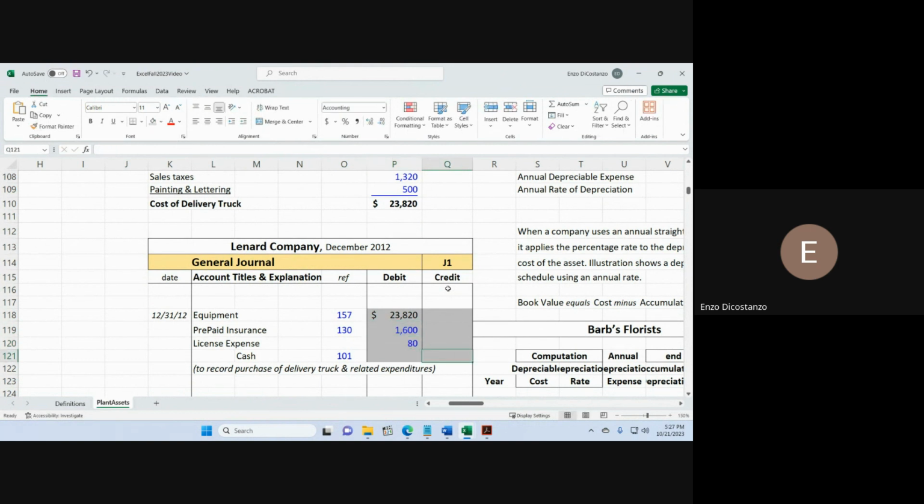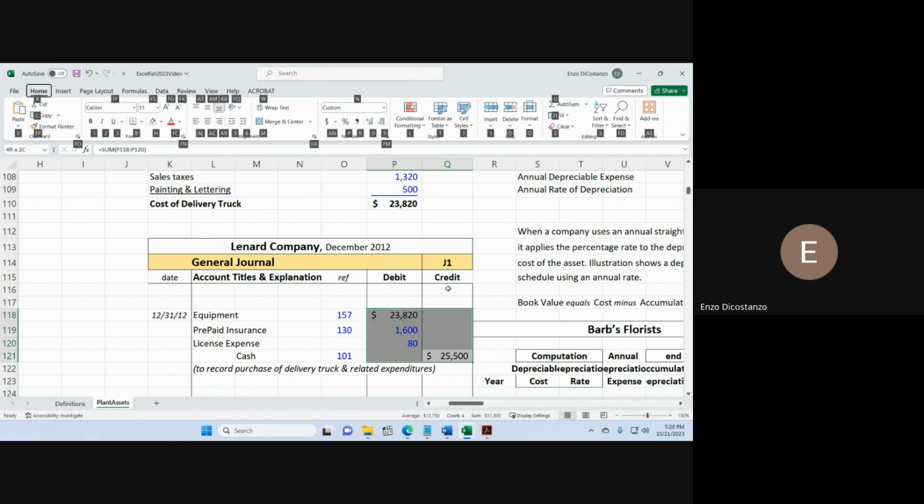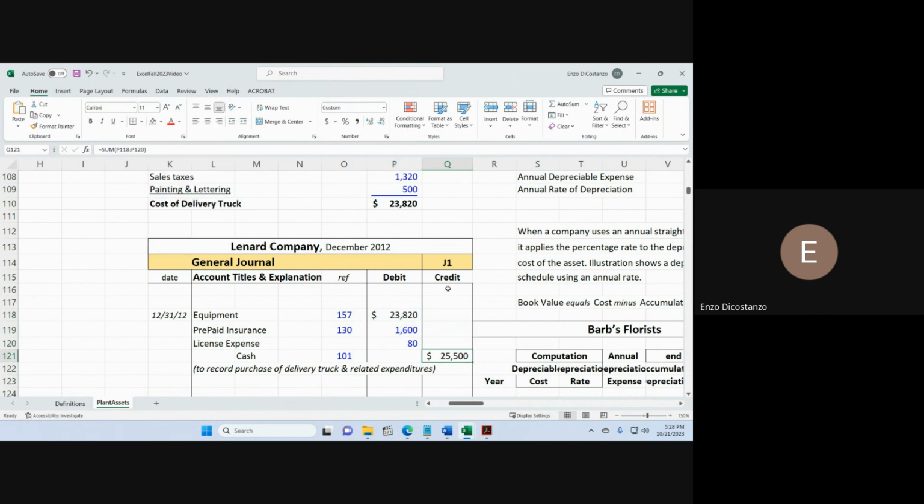Okay. And so then what you do here is an equal sum parenthesis, and you designate that array. That's what you do. Okay. And there's that. Added up those three: prepaid insurance, license expense. Okay. A delivery truck and related expenditures.